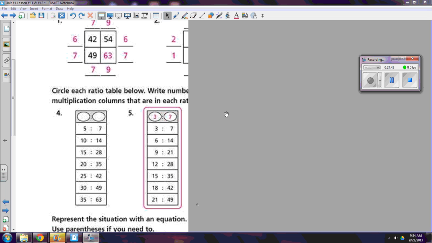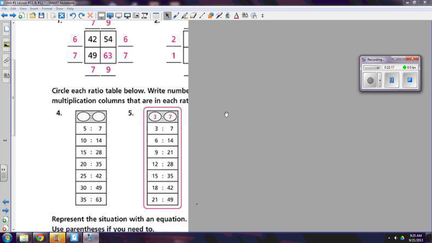So, circle each ratio table below. Look at number 4, 5 to 7, 10 to 14, 15 to 28. Okay, 5 to 7 looks great, 10 to 14 looks great, but now 15 to 28. So if you're taking 5 and it's going 5, 10, 15, that's perfect. But if you're going 7, 14, the next number would have to be 21, not 28. So that's why 4 is not circled.